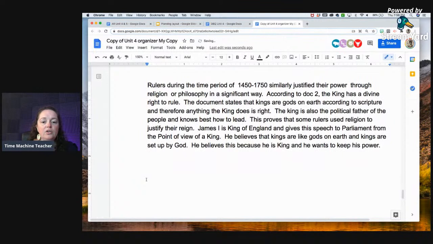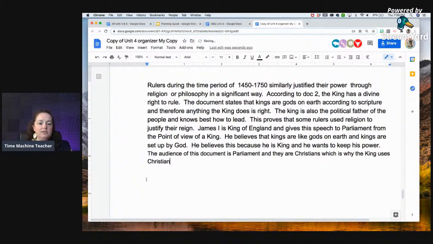We could also do audience for this one because his audience is the parliament and they're Christians as well. So because he's speaking to other Christians, he knows that if he talks about the importance of the divine right of kings, that they will support him, right? And that's why he talks about it in such a powerful way in his speech. So we could say the audience of this document is Parliament, and they are Christians, which is why the king uses Christian language that they would know in order to gain their support. Now we have two hippos done.